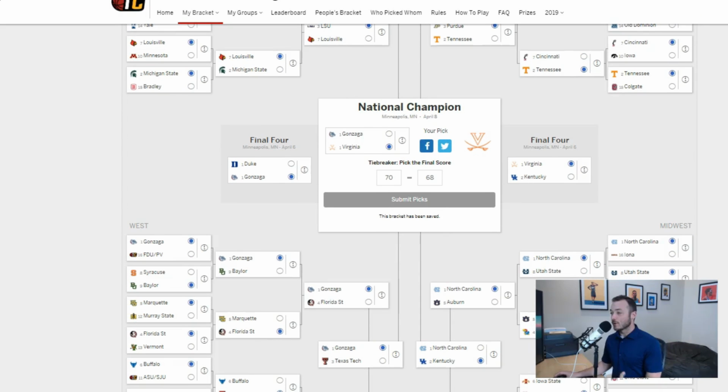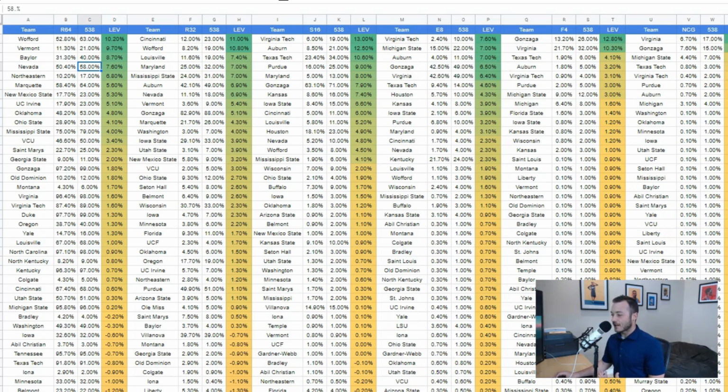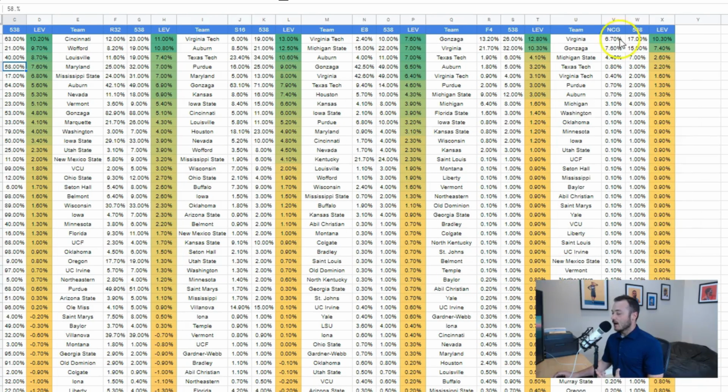Just to get down to the nuts and bolts of it, it has Virginia winning the entire thing, with Duke and Gonzaga in the final four, along with Kentucky. So 3 number ones and a number 2 seed. The reason I got to this is if you go and look at the actual national championship odds, Virginia has a 17% chance to win the national title, but is only projected to do so in 6.7% of the brackets. Gonzaga was also one of the very high leverage teams. I could have picked either of them. I decided to go with the highest leverage team.